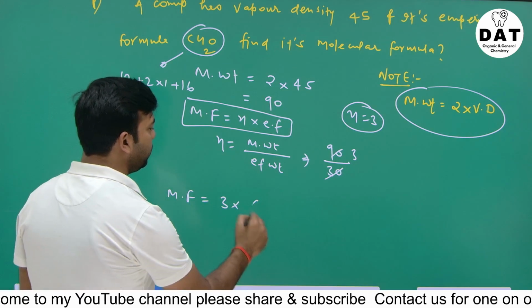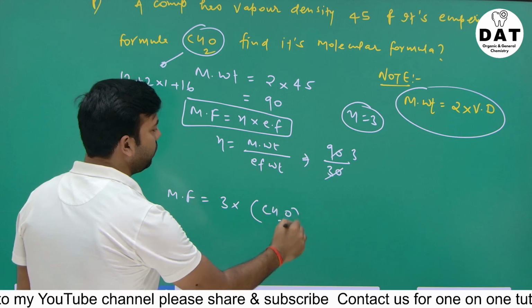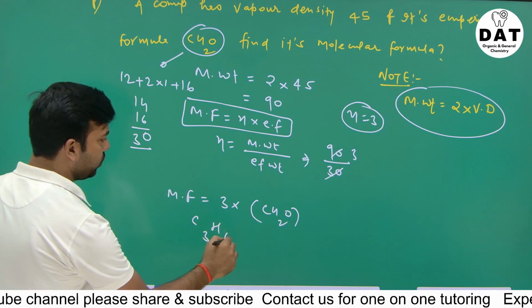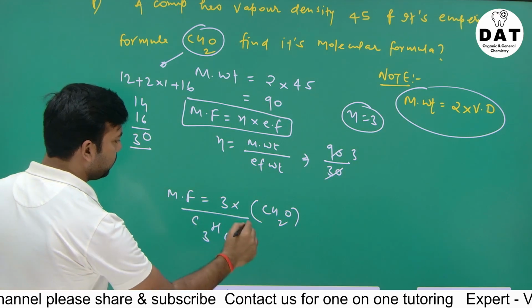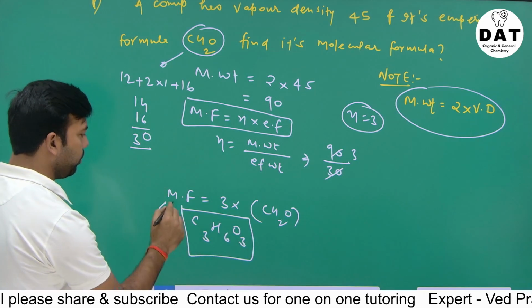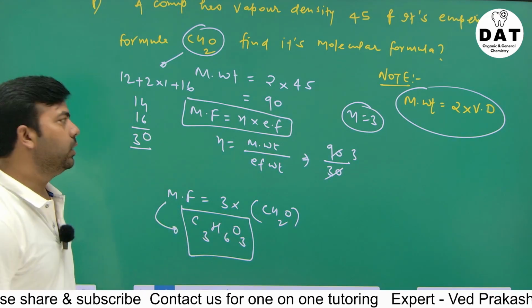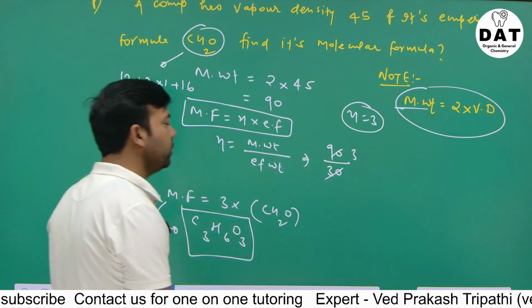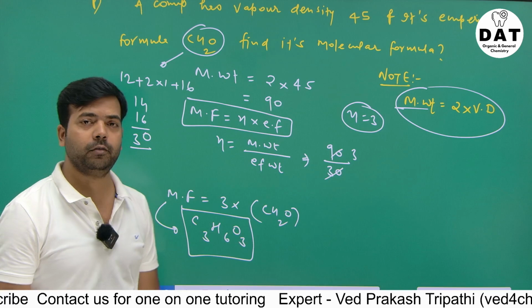times the empirical formula, CH2O. So the answer will be C3H6O3. Clear? This is my molecular formula. Easy. Here the only task is what? Molecular weight, which is 2 into vapor density, because this time we don't have molecular weight, we have vapor density.